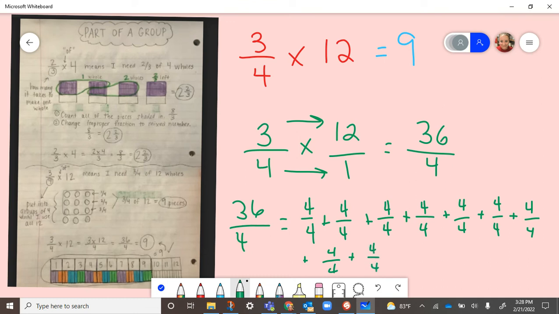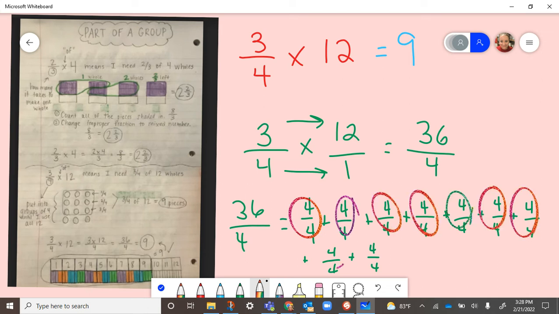All right, let's see. 4 was 1, 2, 3, 4, 5, 6, 7, 8, 9. 9 times 4 is 36. So all of those 4s, if I would have added all the numerators up, they would have equaled 36, and the denominator all stays the same, so all the 4s. When I count the wholes, I've got 1 whole, 2, 3, 4, 5, 6, 7, 8, 9. So this equals 9 wholes, which matches.